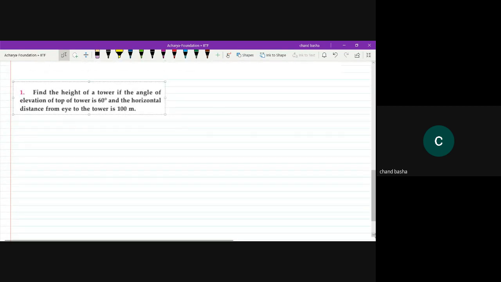Find the height of the tower if the angle of elevation of the top of the tower is 60 and the horizontal distance from the eye to the tower is 100 meters.